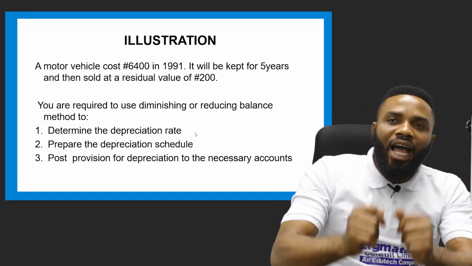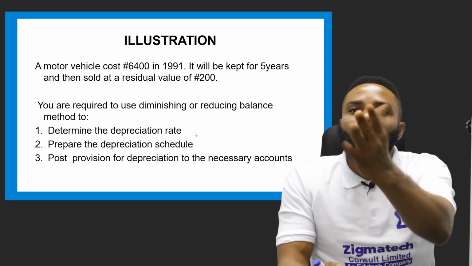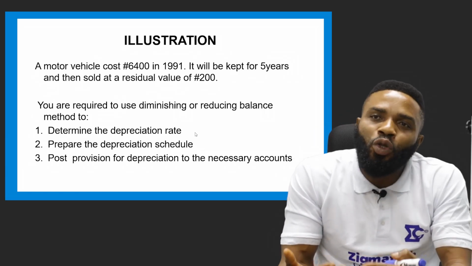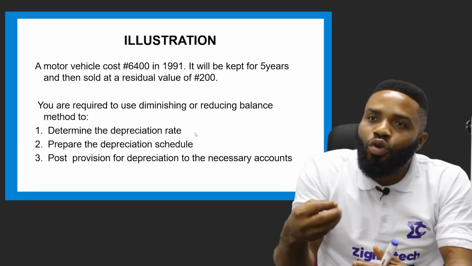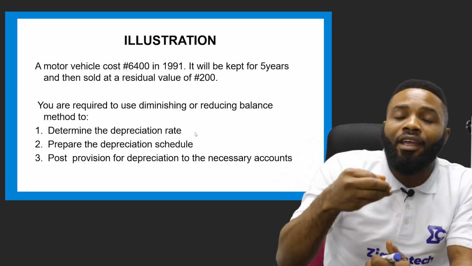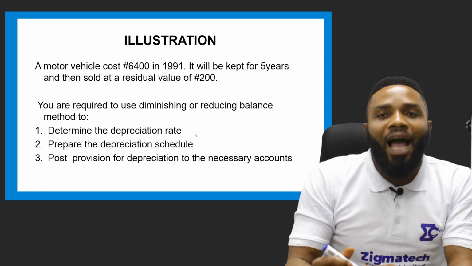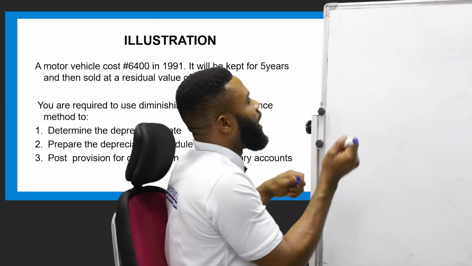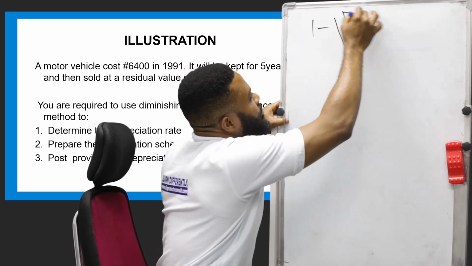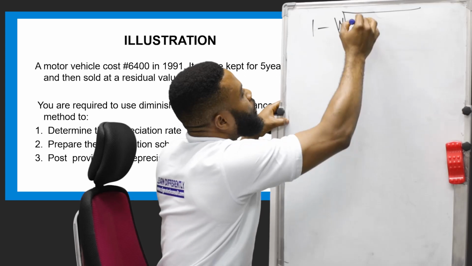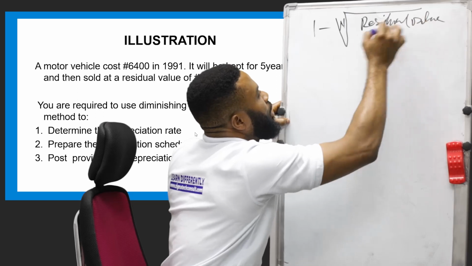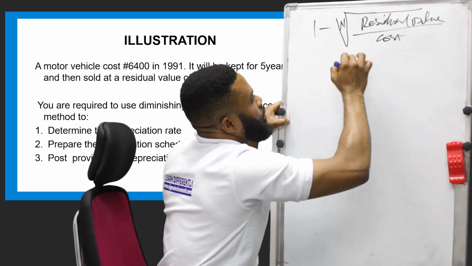Very simple. Now, looking at this illustration, you will see that there is no percentage here. As an accountant, you are given this kind of information. How will you be able to determine the percentage that will be used to ascertain the depreciation rate for each of the years of the useful life of the asset? We are going to adopt our formula. The formula is simply 1 minus the n root of what? Residual value all over what? All over the cost.